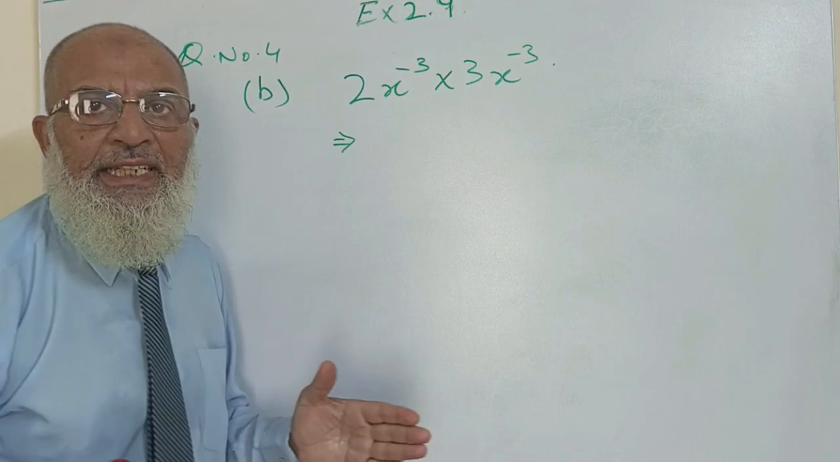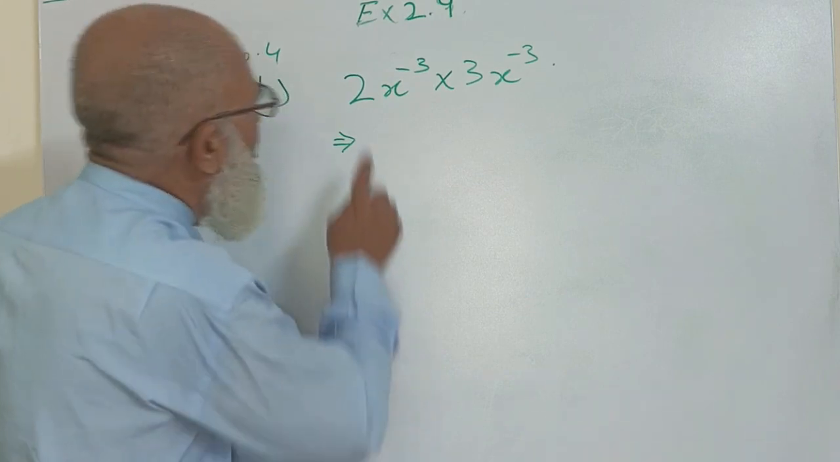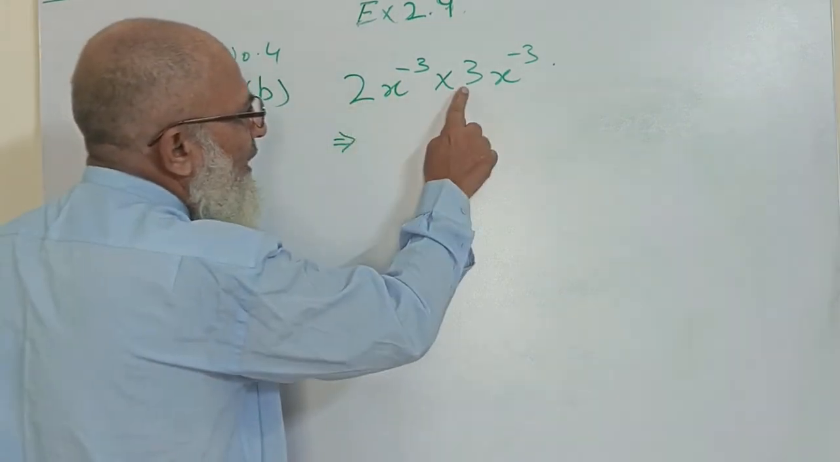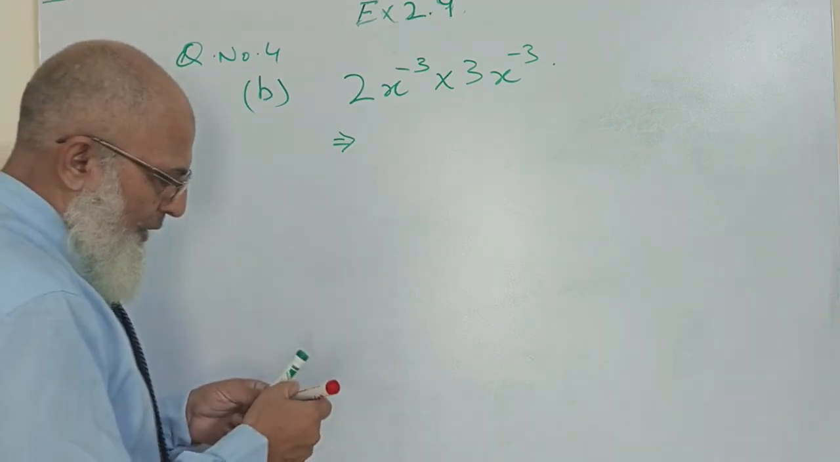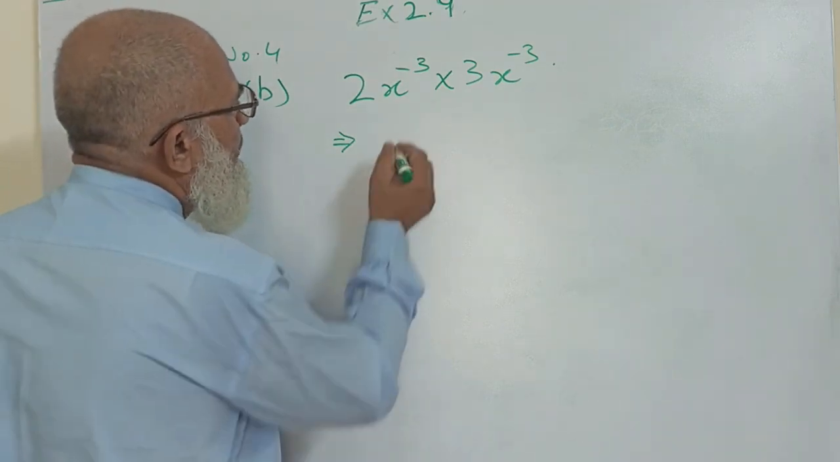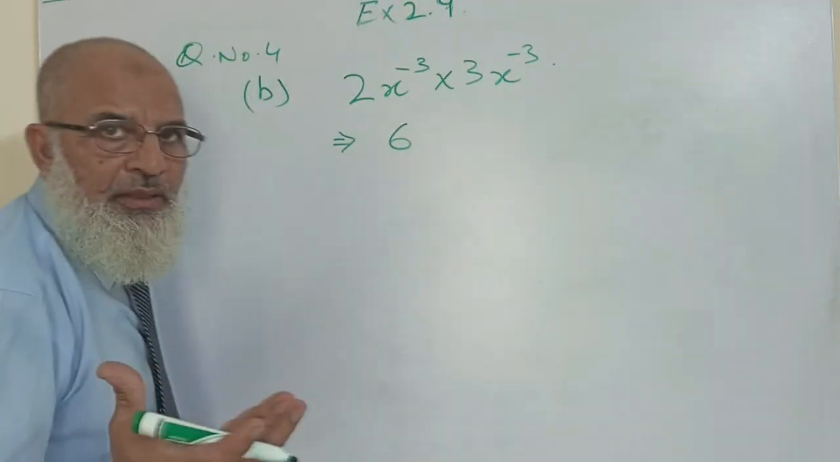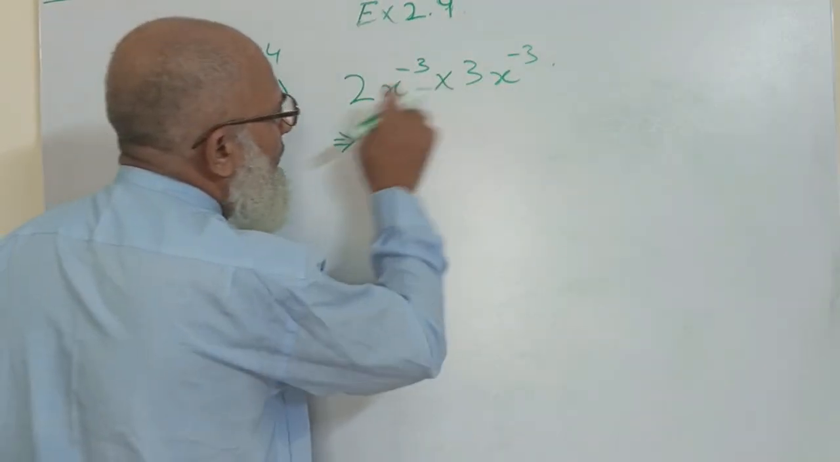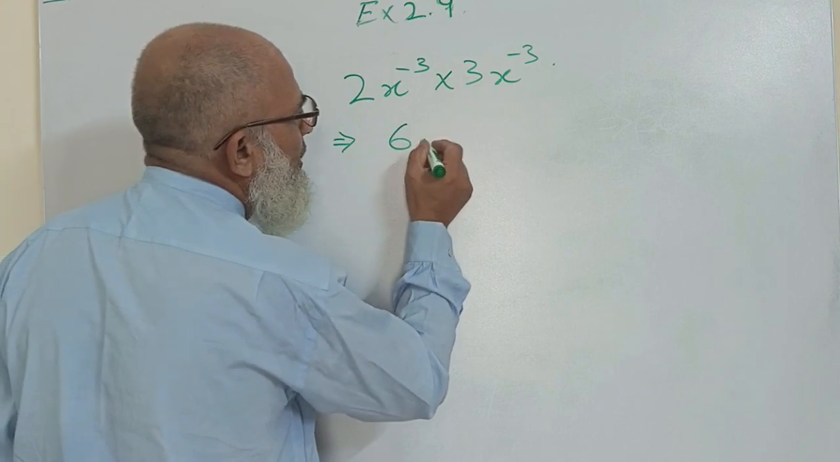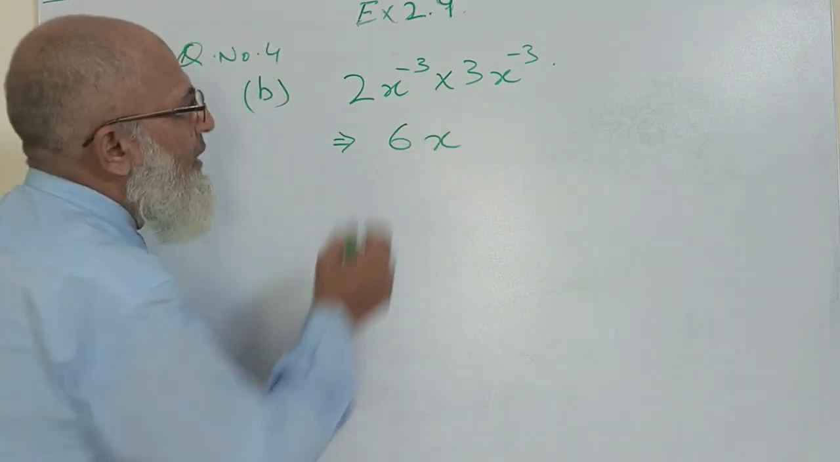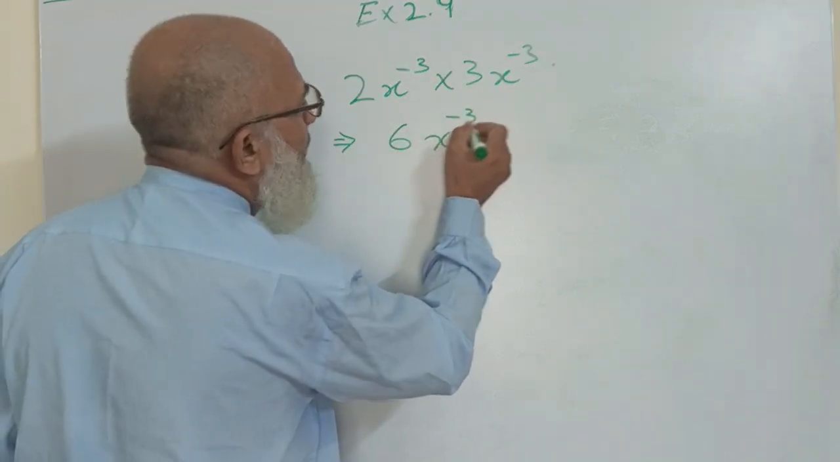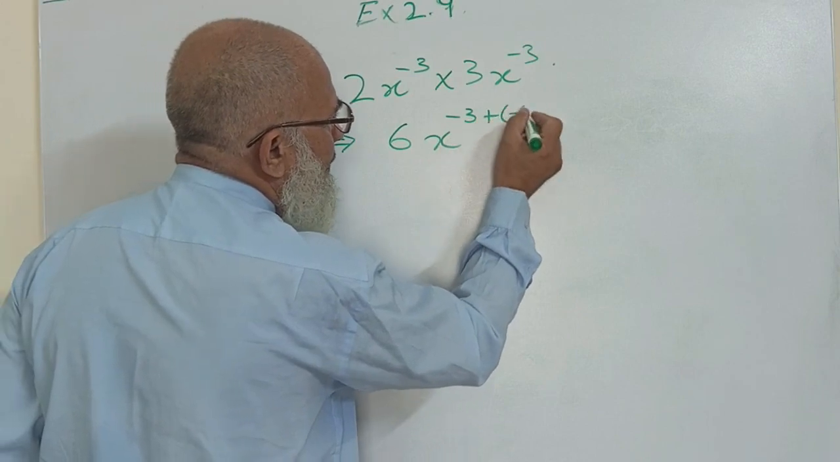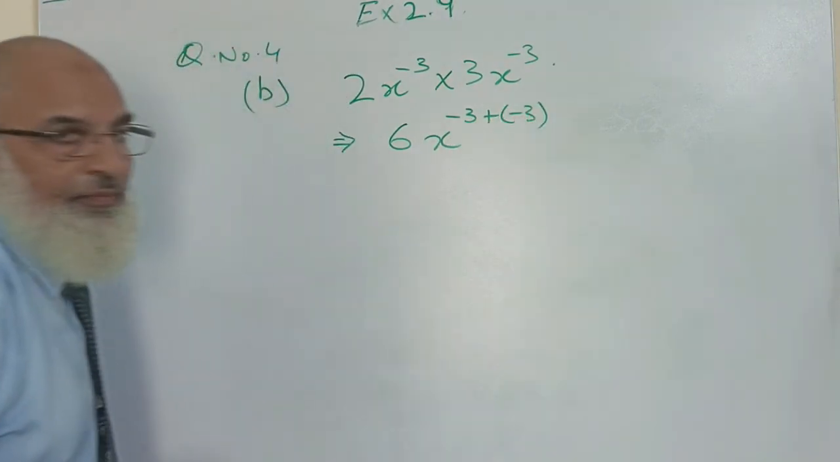What we did in our exercise 2.8, we'll multiply the both coefficients. So it will become 6. Simple. 2 times 3 is 6. And we'll add the powers, because the bases are same. So what will we do? Minus 3 plus minus 3 again.